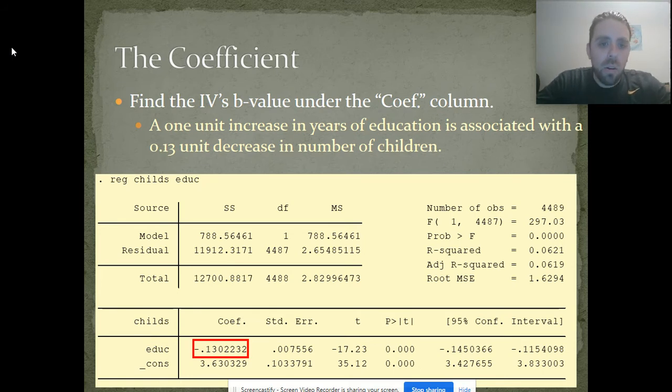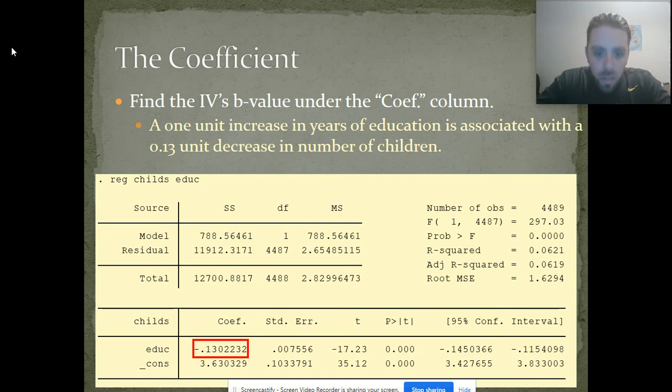So how do I know it's a decrease in number of children? Look at the sign. Negative 0.13022. If the coefficient has a negative sign, it's a decrease in the dependent variable. If that value under the coefficient column is positive, so it would lack a negative sign, that means it's an increase in number of children, or the dependent variable, whatever the dependent variable happens to be.